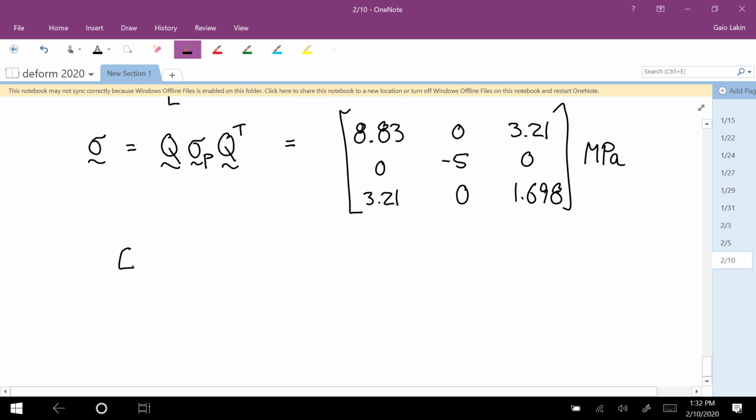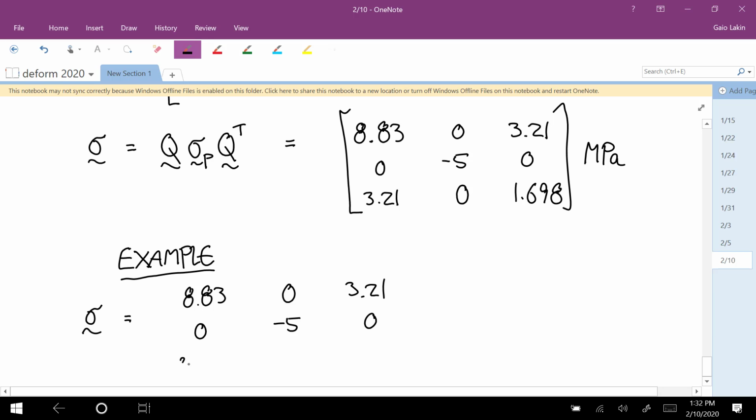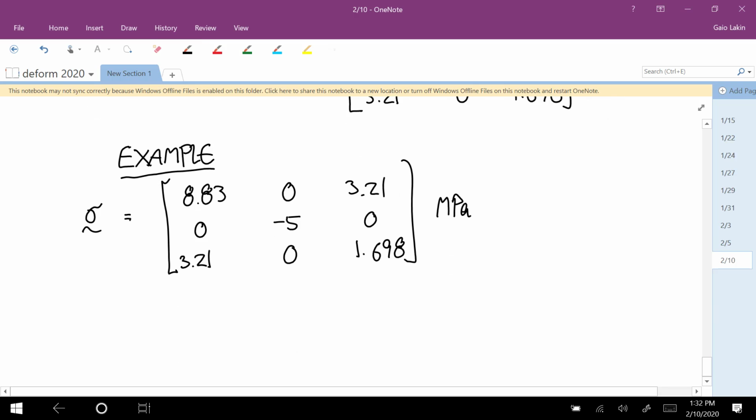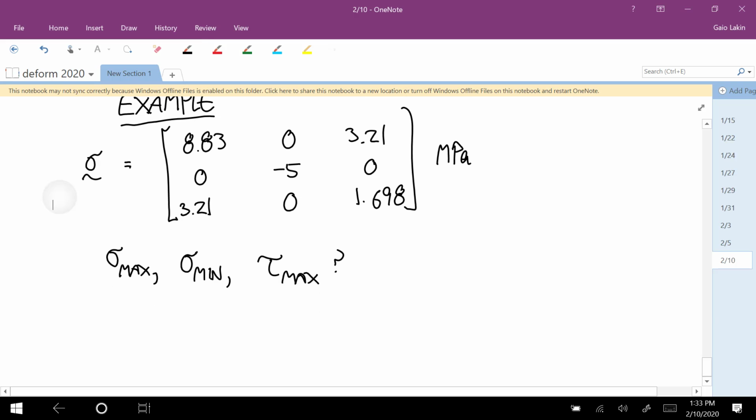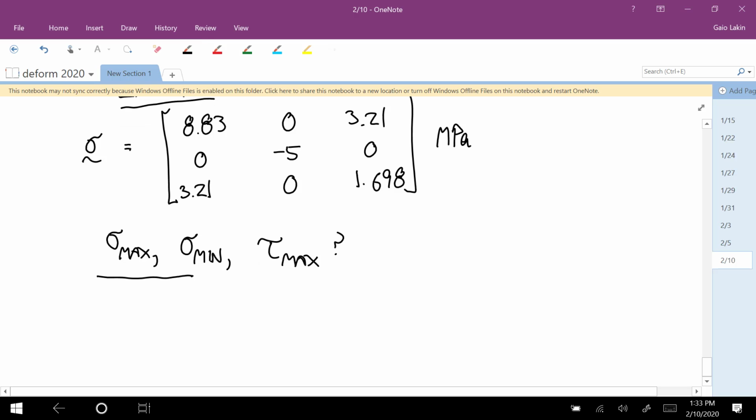Okay, so now here's the example problem. For this stress tensor, 8.83, 0, 3.21, 0, negative 5, 0, 3.21, 0, 1.698 megapascals, we want to find sigma max, sigma min, and max shear.